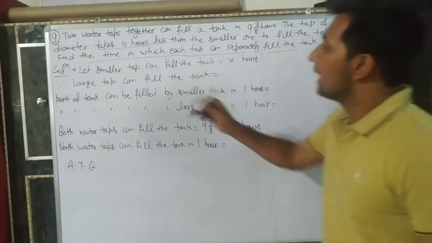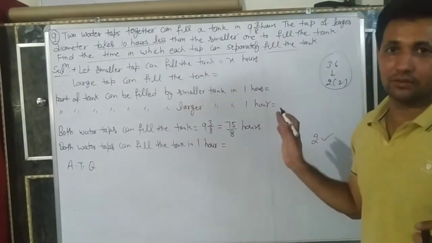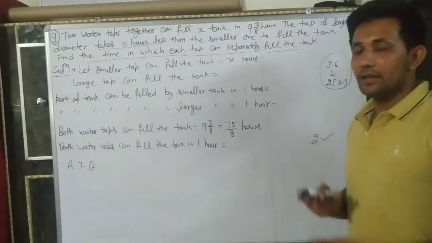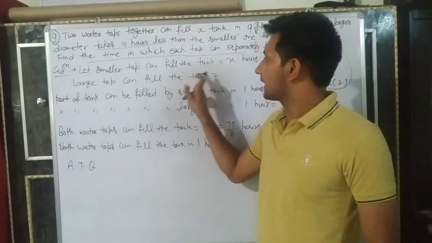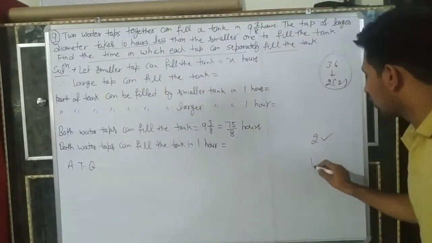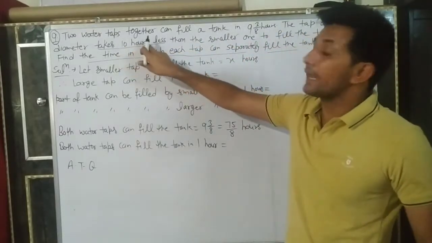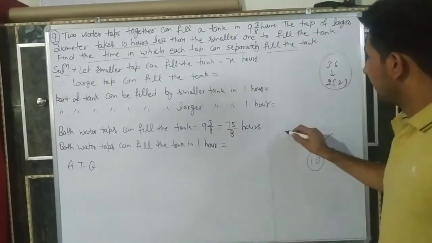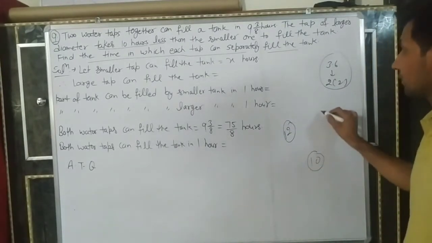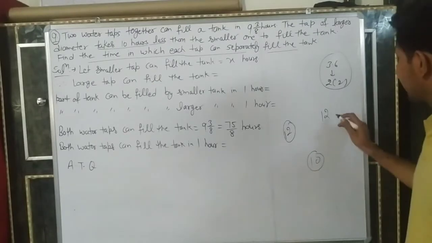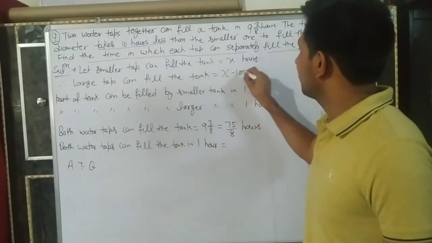So therefore we will write, let the smaller tap fill the tank in x hours. Understand? And tell me, dear, the larger tap can fill the tank in how many hours? What is given? The larger one takes 10 hours less. It means if the smaller one is taking 12 hours, how much time is taken by the larger? How many hours less? 10. 12 minus 10, so it is 2 hours. So x minus 10 hours.